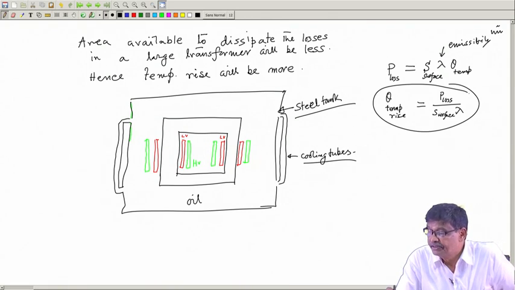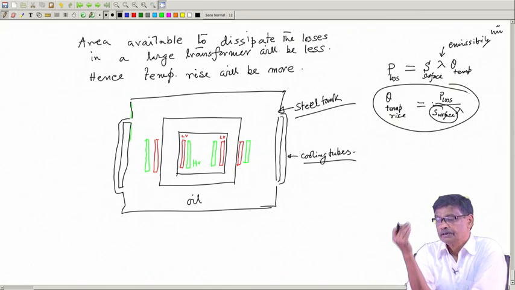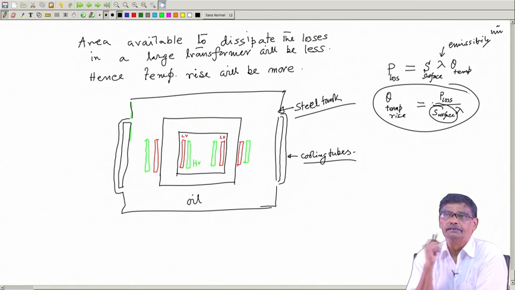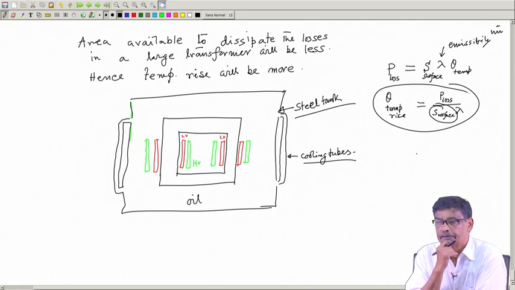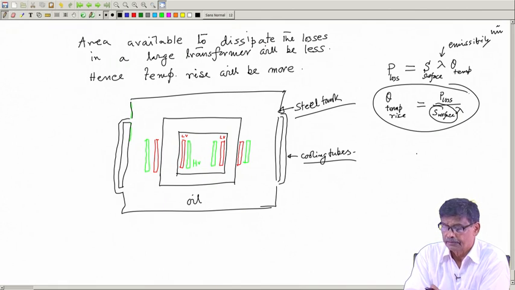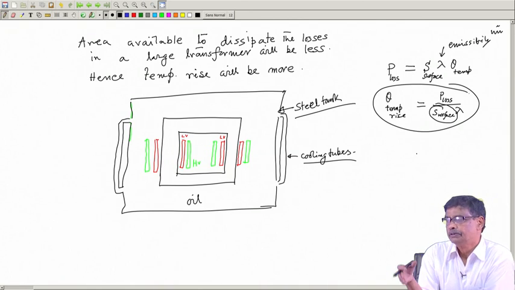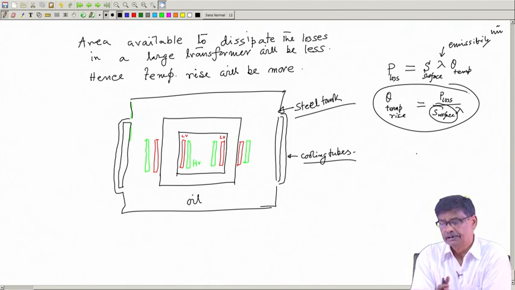So, effectively you have to increase the surface area, because as you go to higher and higher rating of transformers, your P loss increases but surface area through which heat will be dissipated should be increased. Then only temperature rise you can keep to a desired limit. Now, this is one thing. For example, say any distribution transformer, if you look at when you are walking along the street, pole mounted transformers, you will find they will be good enough. Okay, cooling tubes are there.